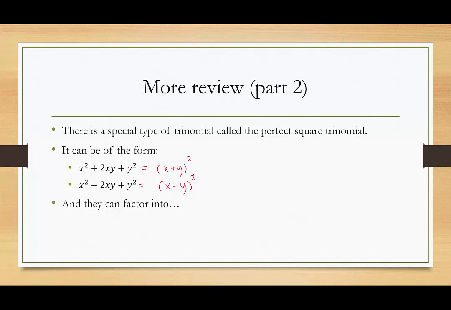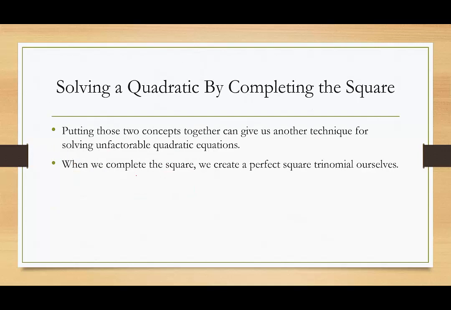We want to know how to recognize perfect square trinomials, but more importantly, completing the square is exactly what it sounds like. We have to complete the square. We are creating the perfect square trinomial. So we're going to have x squared plus 2xy or x squared minus 2xy, and we're going to have to figure out what the third part is. Ready? Okay, let's go.